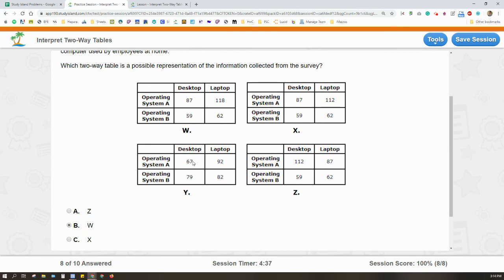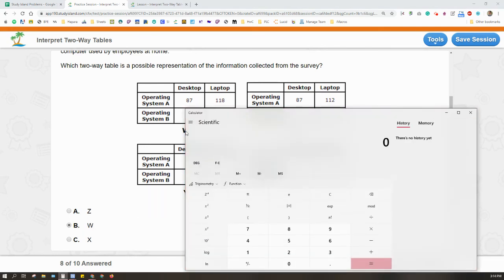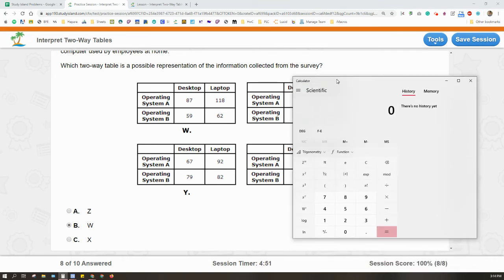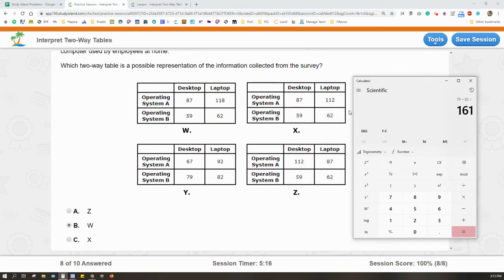Table Y, 67 plus 92, is that more than 79 plus 82? All you have to do is get your totals to figure it out. Take a regular old calculator if you wish. Operating system A has 67 plus 92. That is 159 people. Operating system B has 79 plus 82. That's 161. So table Y has operating system B with more users than operating system A. That makes operating system B more popular, and that makes table Y the wrong table. Let's go to table Z and see if there's a problem with that one.